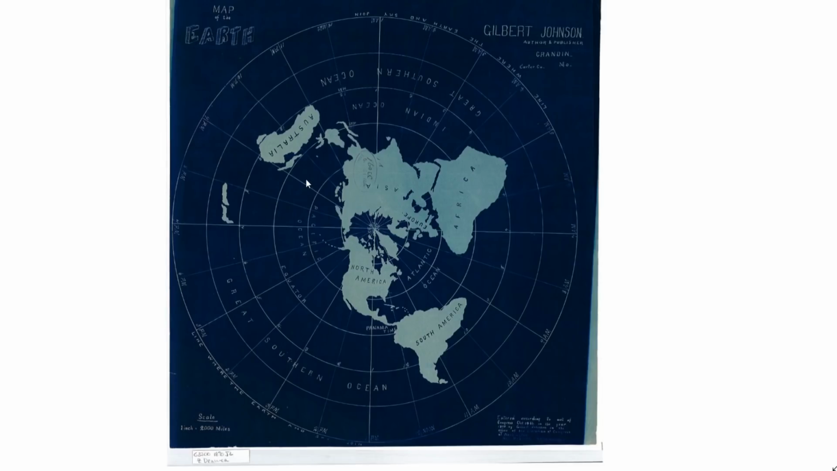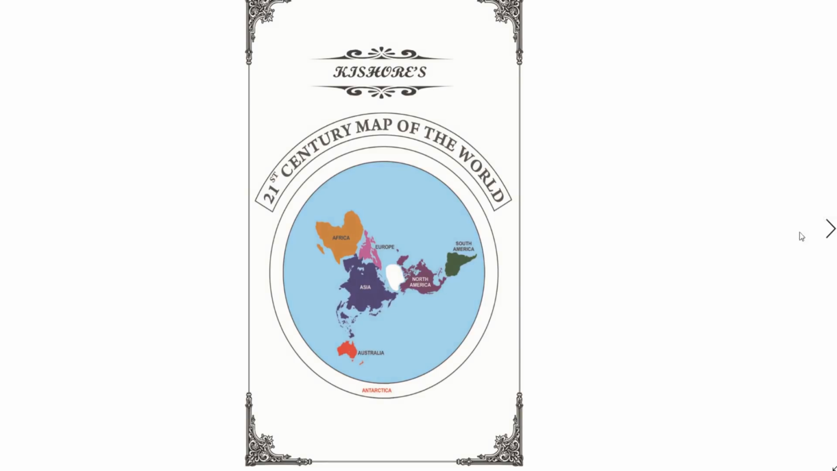Here's another flat map, the Gilbert-Johnson map, which appears to have Australia and other countries kind of in proportion. So this works as a projection. Here's another one, 21st century map of the world. We have South America over here and Australia over here. So you could in fact draw a straight line for a flight between these two places, and this one does have Antarctica going all the way around. But again, it's just a projection. Okay, it doesn't necessarily dictate our true reality.